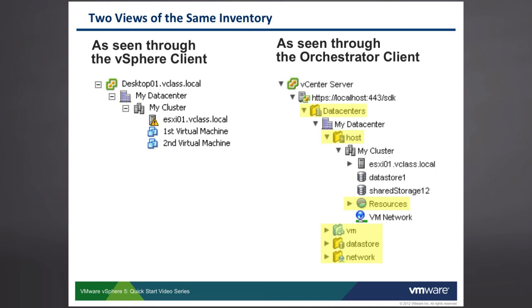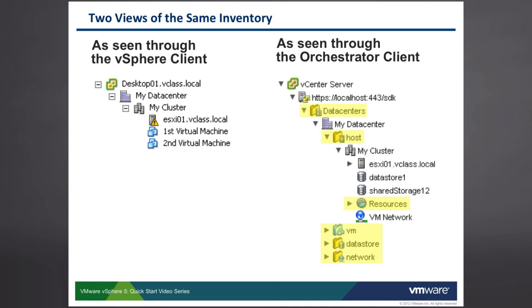The vCenter inventory has numerous folders: data center folders, host folders, VM folders, data store folders, network folders. There are multiple folders that are created automatically by default, but they're hidden from vSphere client administrators. But we need to know that these are here. You'll see shortly in the demonstration why it's important. But please remember that there are these intervening objects when looking in the Orchestrator inventory view.